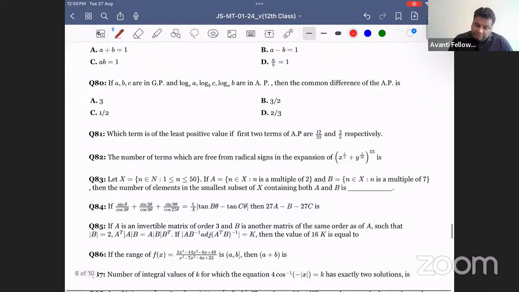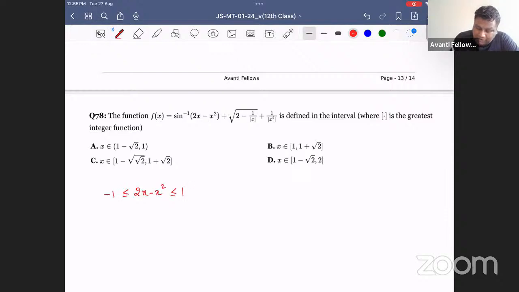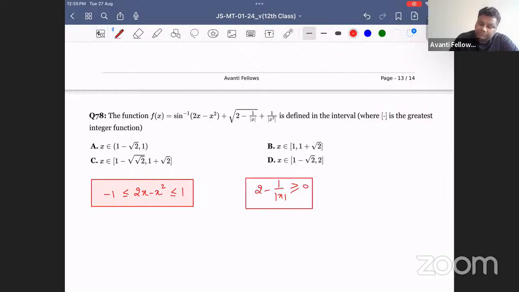Now, question number 78. See, f(x) is given as sine inverse of (2x minus x square), then under root of (2 minus 1 upon mod x), and then 1 upon the greatest integer of x square. See, this is a simple question. What you have to do: 2x minus x square should lie in minus 1 to 1. That is one condition. Second, 2 minus 1 upon mod x should be greater than or equal to 0. Second condition. And the third condition is that the greatest integer of x square should not be 0.